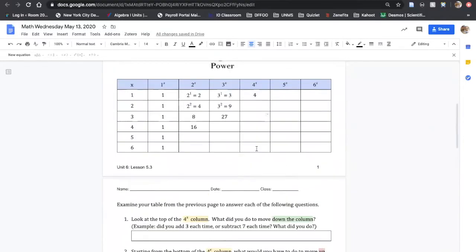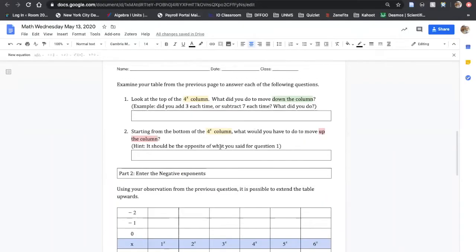So if I'm thinking about starting at the bottom of this column, how would I go from this number here and get to this number? What operation do you have to do? Similarly, to go from this number to the number above it, what do you have to do to get to that number? And I gave you a hint. What you have to do is going to be the opposite of whatever you said that you did in number 1 to move down the column, right?